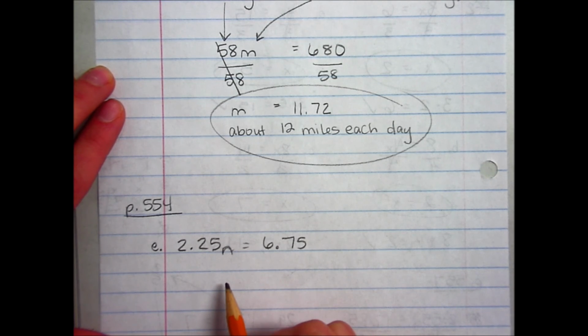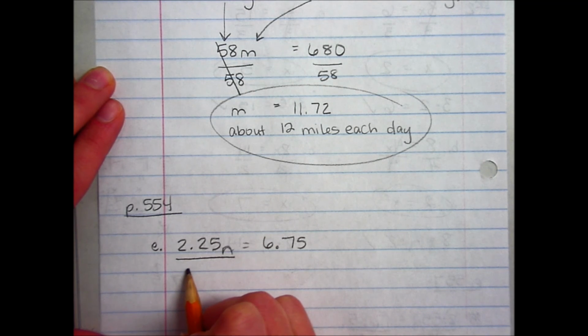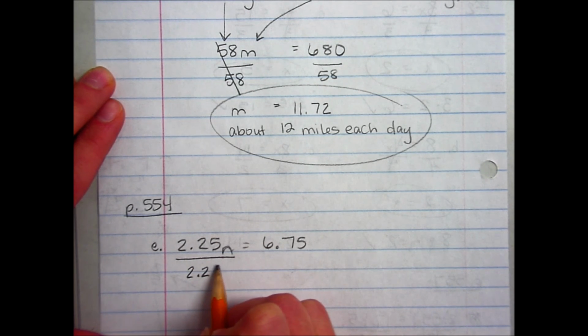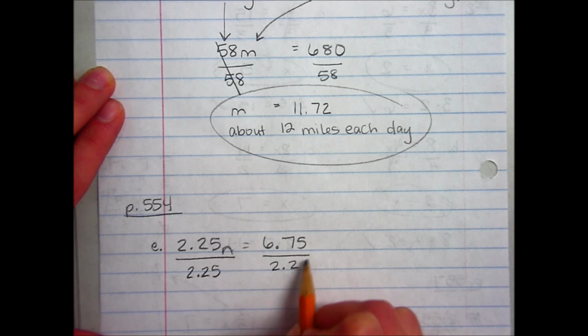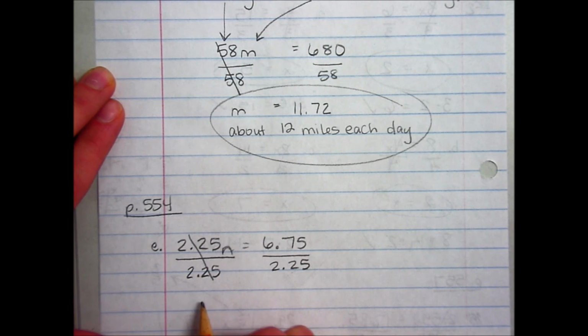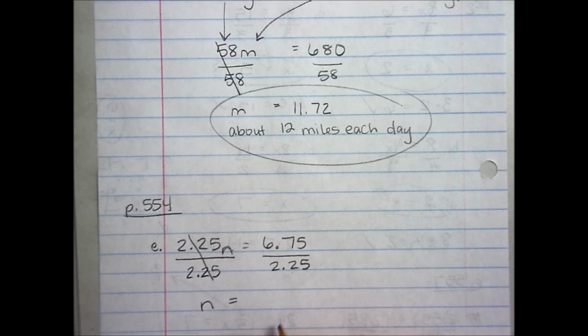Okay, it's a multiplication equation, so how do we undo the multiplication? Divide. So divide by 2 and 25/100 to get n by itself. We'll do the same to the other side. We'll cancel those out. N is all alone, which is what we needed. And in our calculator, we'll type 6.75 divided by 2.25, and we get 3. Okay, we can check by saying 2.25 times 3. That should equal 6.75, and it checks. Any questions?